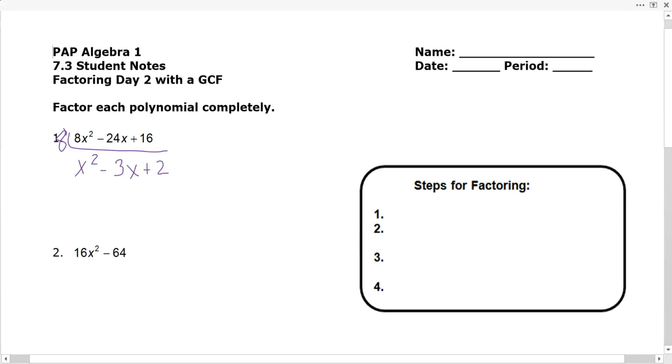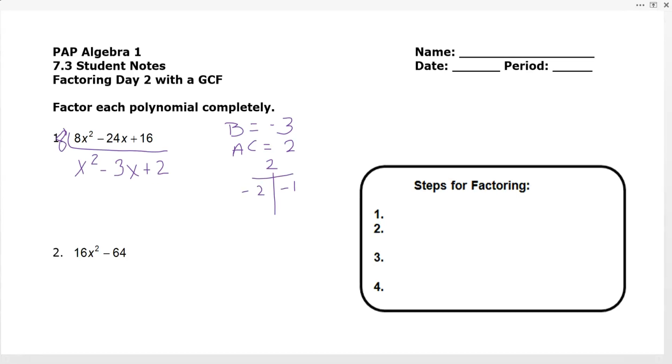8, 3, 2. Okay, so we haven't done this yet, which is kind of, well, yeah, we have. Okay, so my sum is -3. My product is 2. So basically, my factors are going to be -2 times -1. So I'm going to make my box.